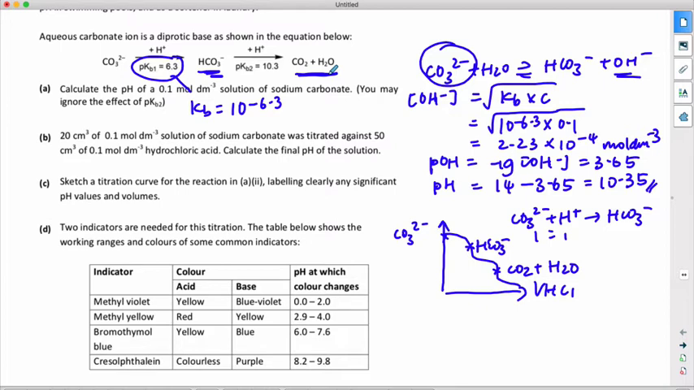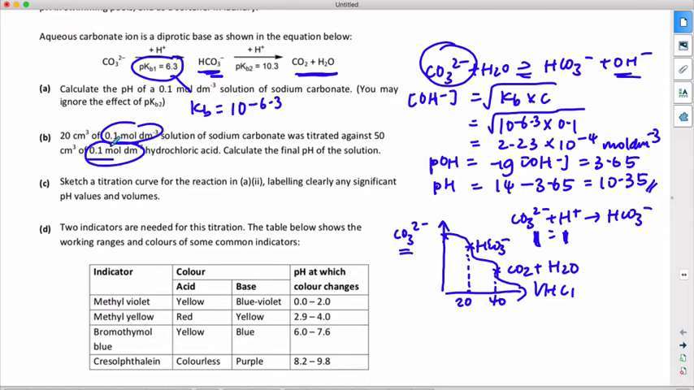Since the concentrations of the carbonate and H plus are the same, which means the reacting ratio is 1:1, all right, which means the volume needed to neutralize the carbonate for the first equivalence point must be 20, and then here will be another 20, so it'll be 40. You can see that? Okay, how do I know it's 20? Because they react in a ratio of 1:1. So if the concentration is the same, they definitely need the same volume.